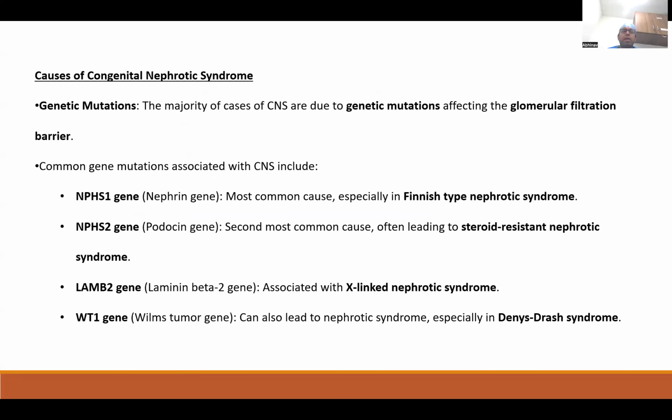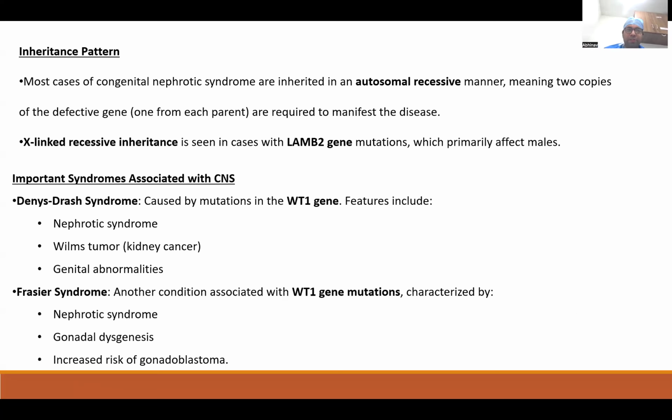Yeah, okay. So again, congenital nephrotic syndrome is one topic which is asked very commonly. This is an important slide. You need to know about the common genes associated and the syndromes associated. The most common gene mutation associated with congenital nephrotic syndrome is the NPHS1 gene, the nephrin gene, which causes the Finnish type of nephrotic syndrome. And NPHS2 gene mutation is the second most common cause, which often leads to steroid resistant nephrotic syndrome, that is FSGS type of nephrotic syndrome.